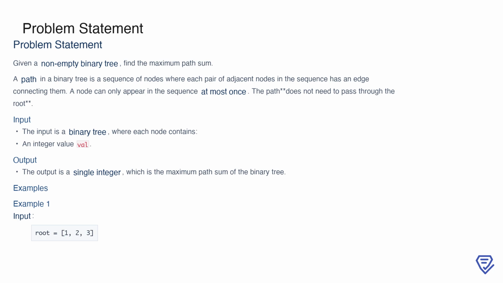The input to the problem is a binary tree, where each node contains an integer value, represented as val. The output is a single integer that represents the maximum path sum within the tree. This means we need to determine the largest sum achievable by any valid path in the tree.